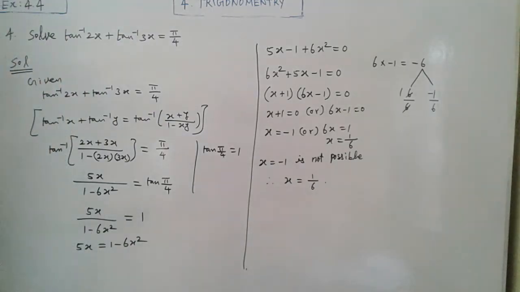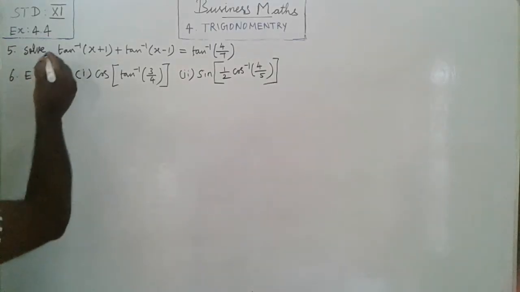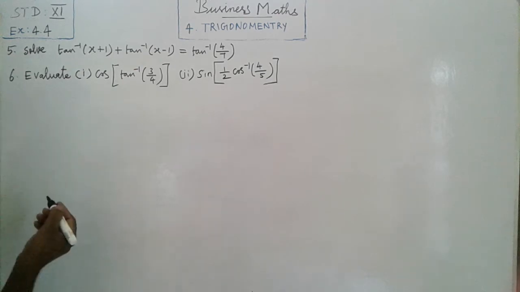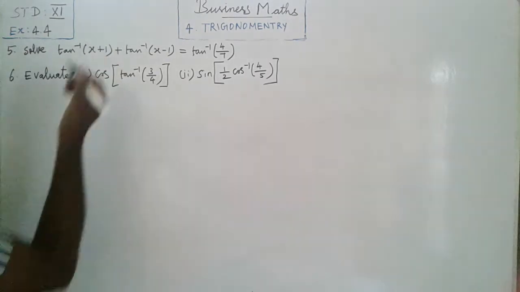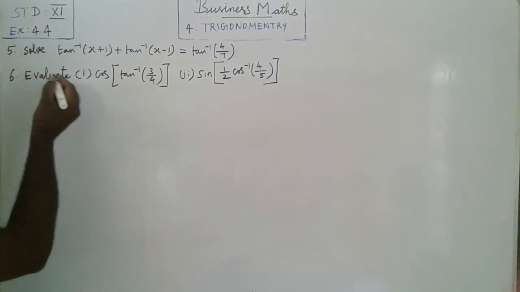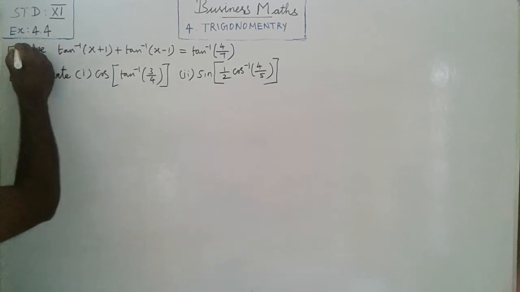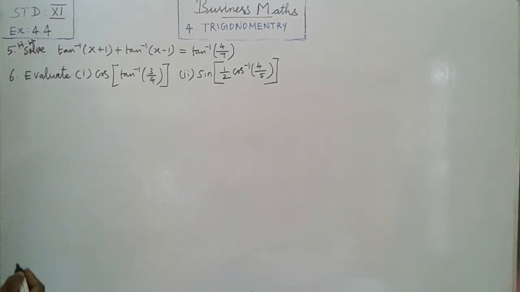That's all. Fifth sum. Solve tan inverse of (x plus 1) plus tan inverse of (x minus 1) equal to tan inverse 4 by 7. We have to solve this. It is similar to the fourth sum model. You should try it. This is homework. The fifth sum. Next is the sixth sum.